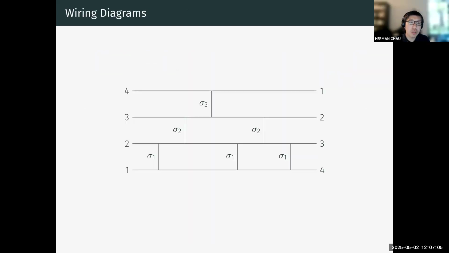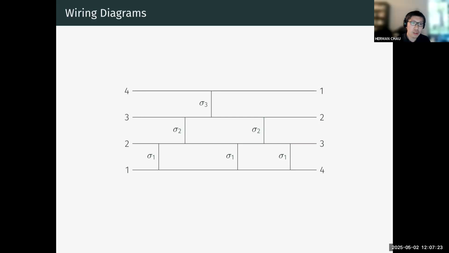Cool. So that was the weak partial order. And then I want to dive in now more into reduced expressions. Specifically, you can represent them using things called wiring diagrams. So this is for the reduced expression sigma 1, sigma 2, sigma 3, sigma 1, sigma 2, sigma 1.